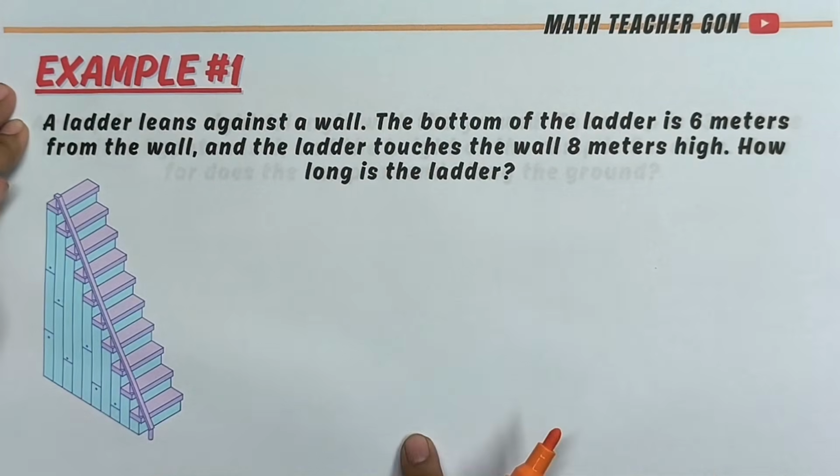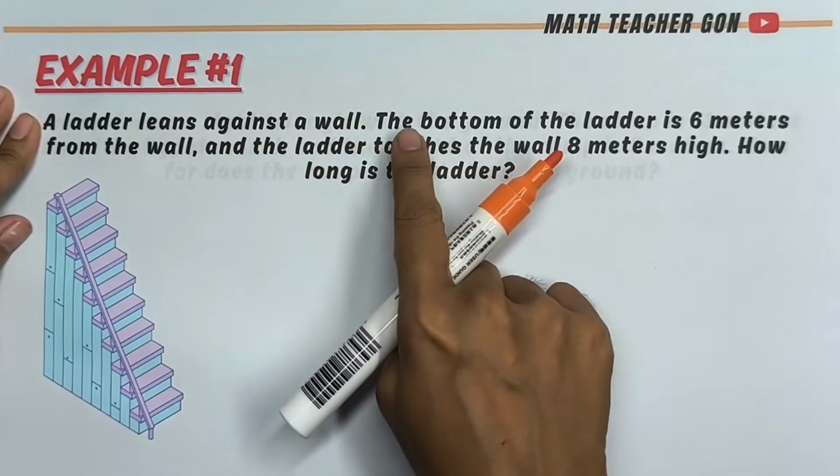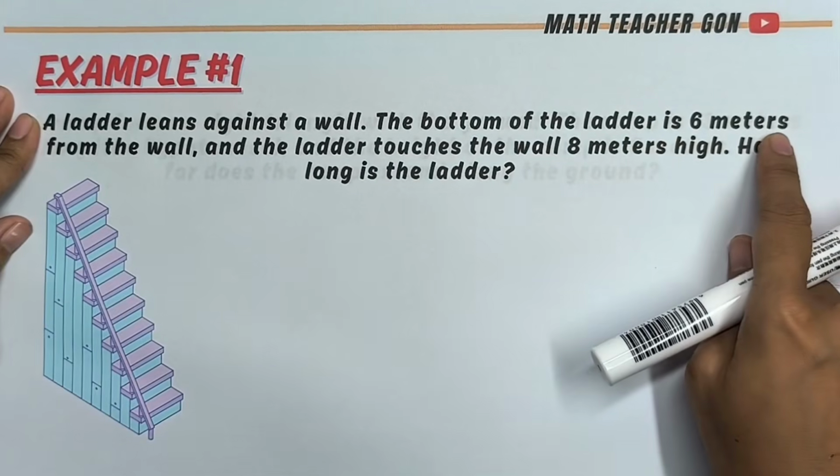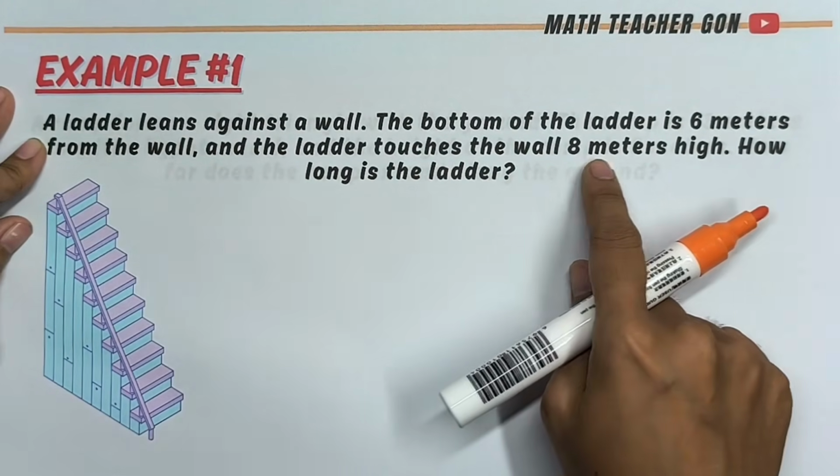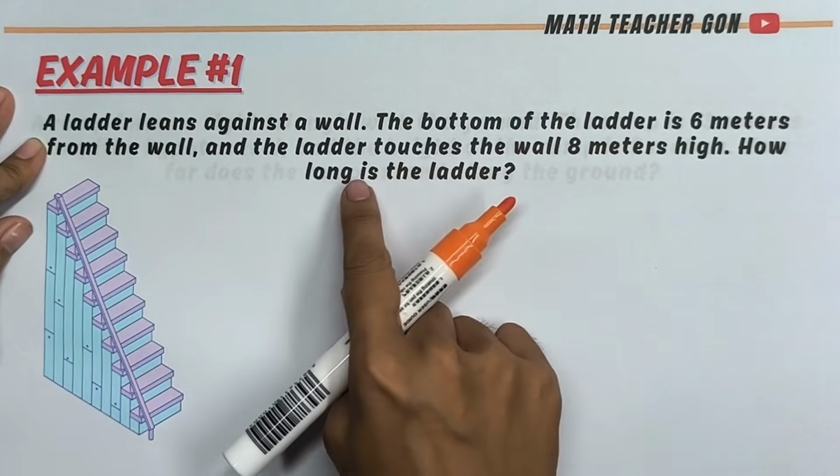Example number 1, a ladder leans against a wall. The bottom of the ladder is 6 meters from the wall. The ladder touches the wall 8 meters high. How long is the ladder?